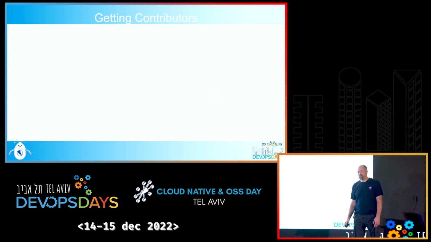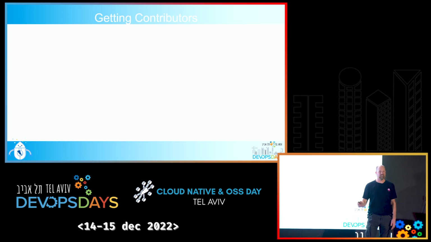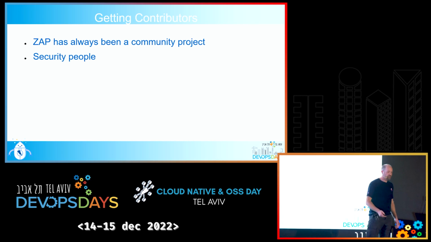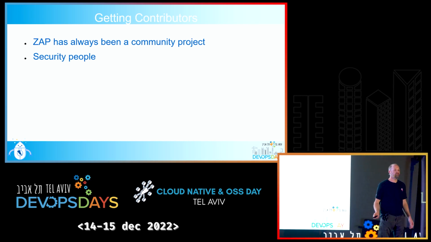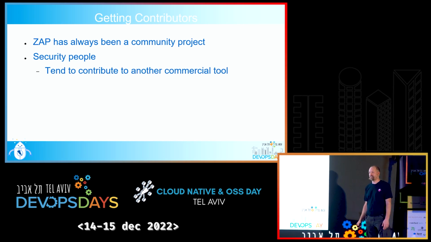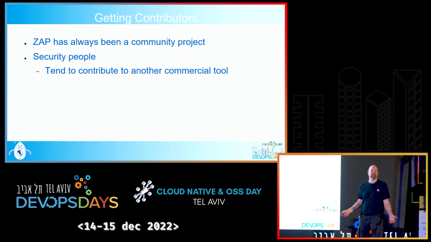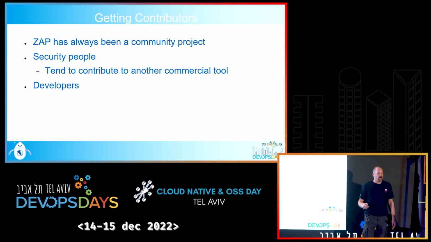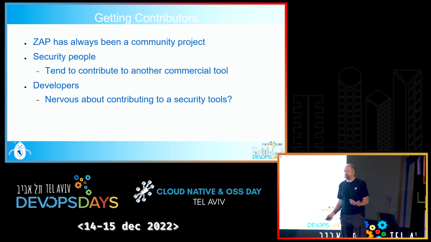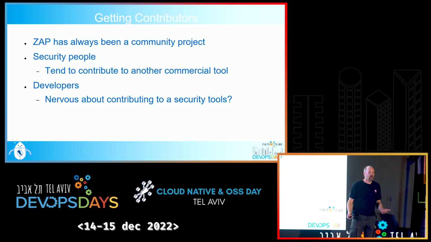So, getting contributors. This is really hard. If I had the answer to this, I'd be very happy. We've always said that ZAP's a community project. We want people to get involved. We encourage them to get involved. Originally, I really had hopes for security people. I thought we'd get loads of security people involved. They have got involved, but there is another commercial tool they tend to contribute to more, which is a shame, but that's the way it goes. I'd love more developers to get involved. Developers have absolutely key skills. I think some do, but maybe they're nervous about contributing to a security tool. Don't be.